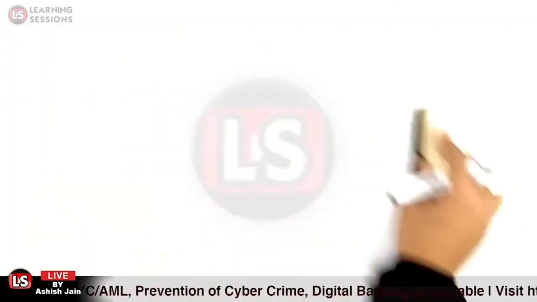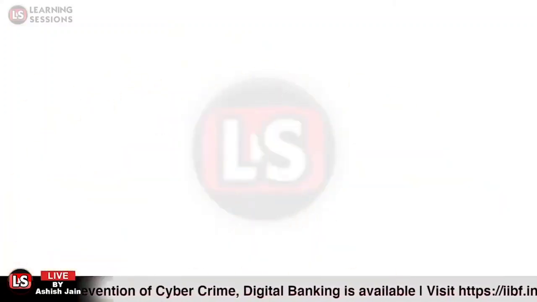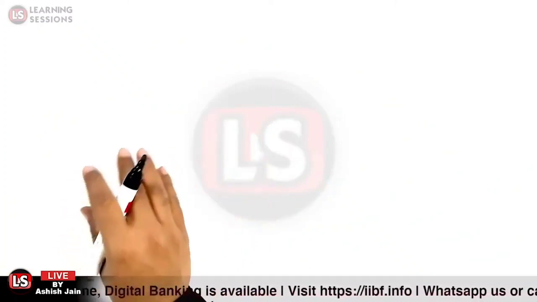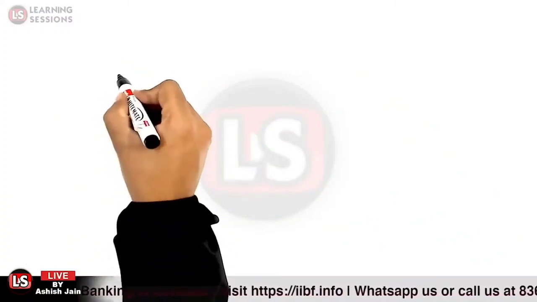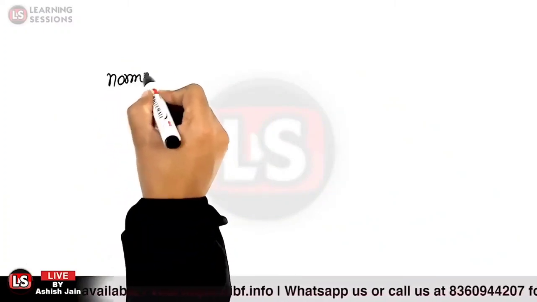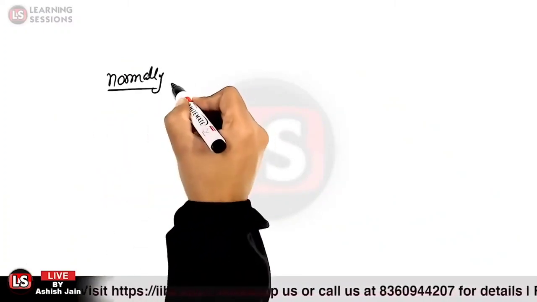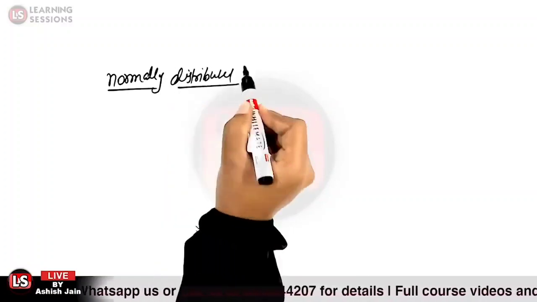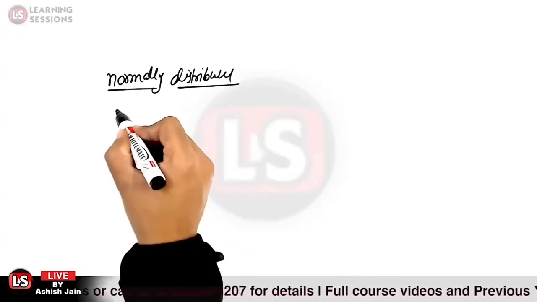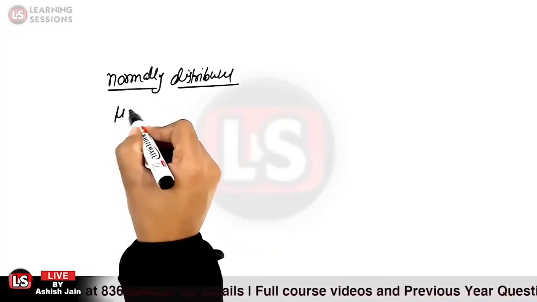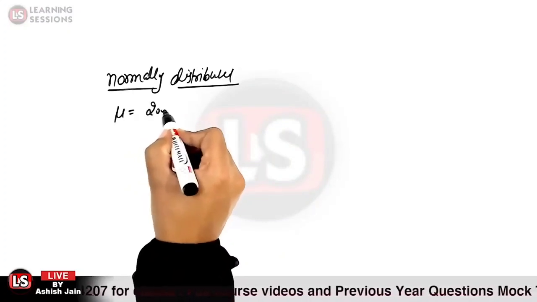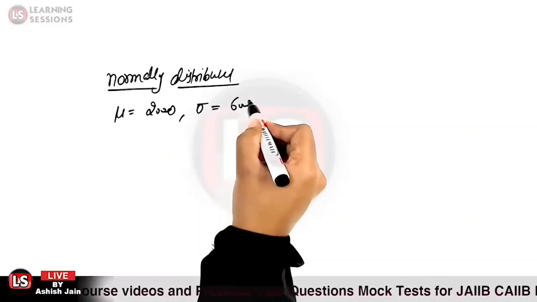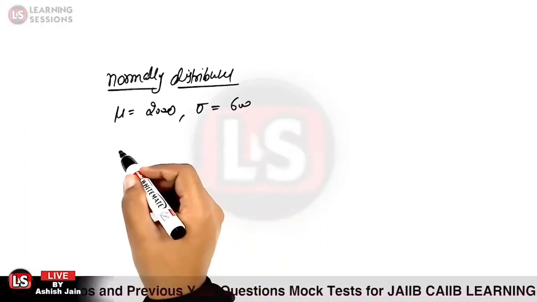Okay, so there is a question related to that. If a bank calculates that the individual saving accounts are normally distributed, the first thing given is that the population is normally distributed. Further, the mean of the population, that is mu, is given to be 2000, and the standard deviation, that is sigma, is given to be 600.